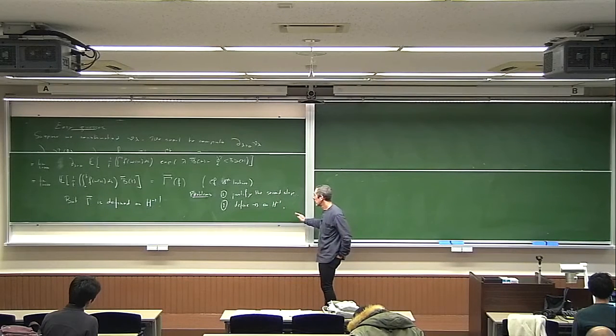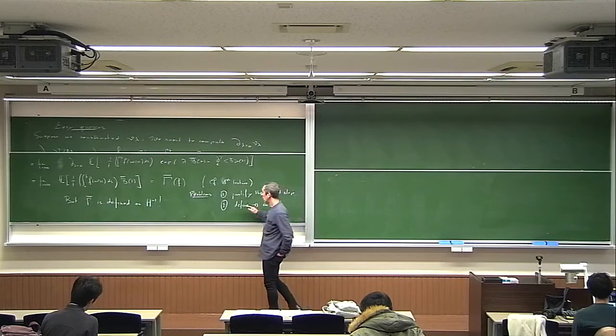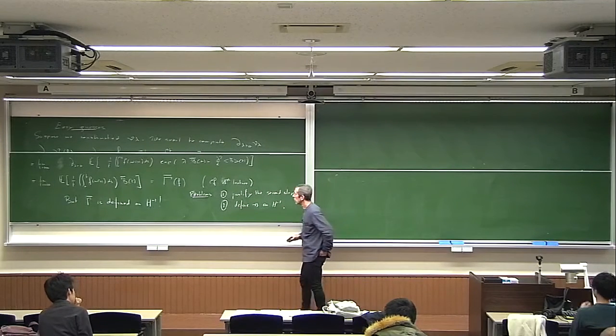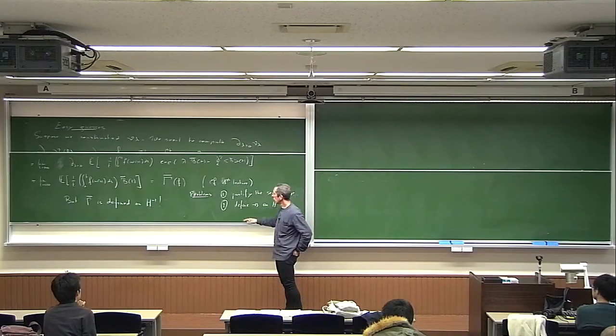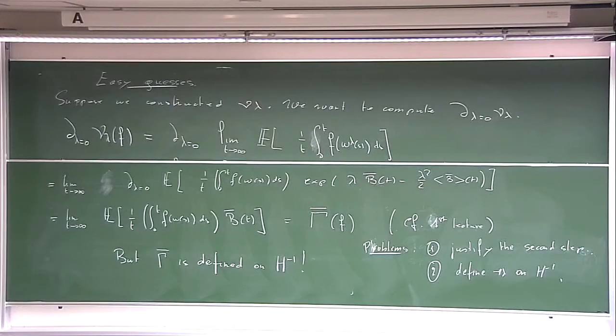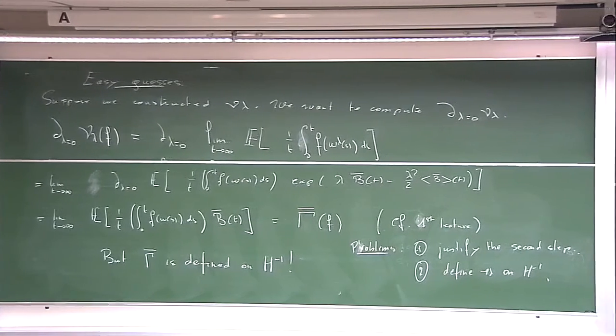Okay, so I resume from where we were. Now you see, if we don't want to lose any hope of making sense of this computation, then we have to take H minus 1 into account. So at that point, you might tell me, okay, then we should define the steady state on H minus 1, and then we should do this computation on H minus 1. Now, this is not what I'm going to do, because this is something I don't know how to do.